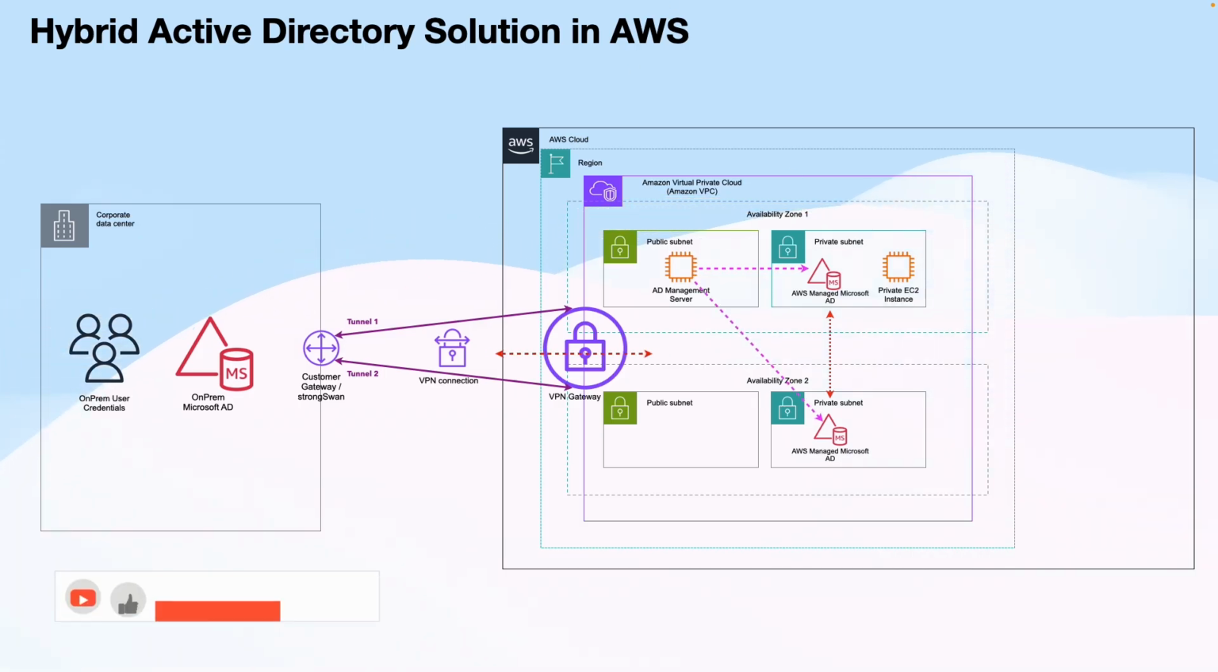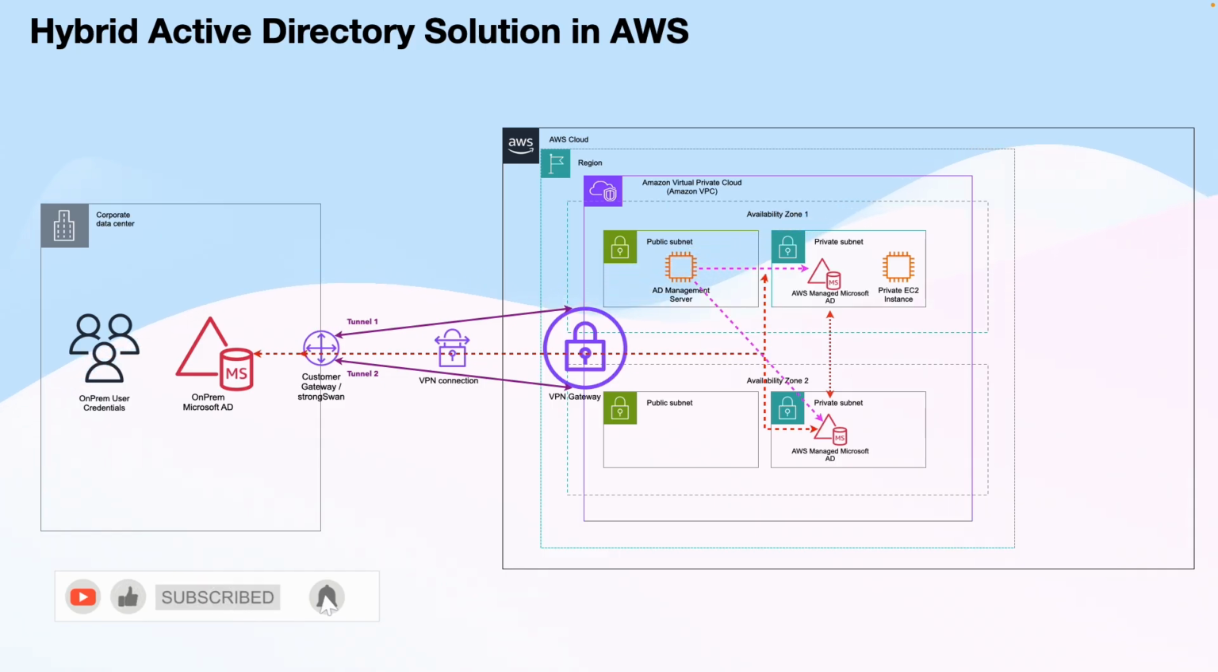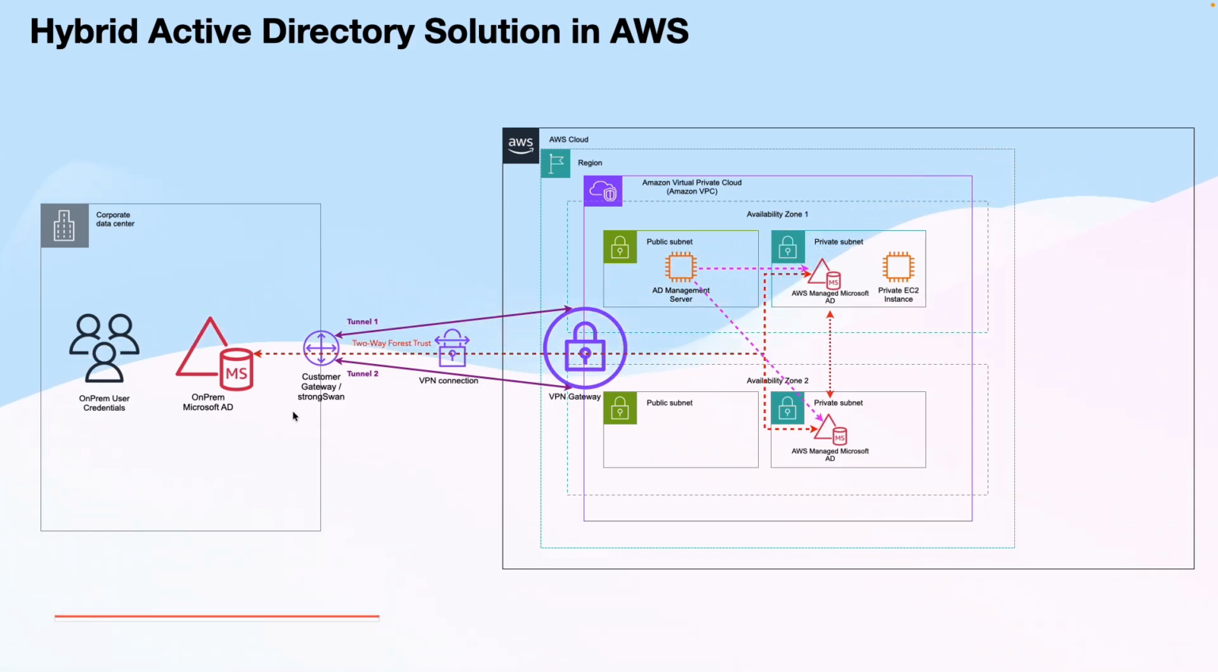Once we are done, we will set up a two-way forest trust between the simulated on-prem Microsoft AD and the AWS managed Microsoft AD. Once we set up the forest trust, on-prem users will be able to access the instances on the AWS side using their existing corporate credentials. We don't have to have an IAM user or create a credential in the AWS managed Microsoft AD. The corporate users can use their existing corporate credentials to log in. I will show you how we can do that.